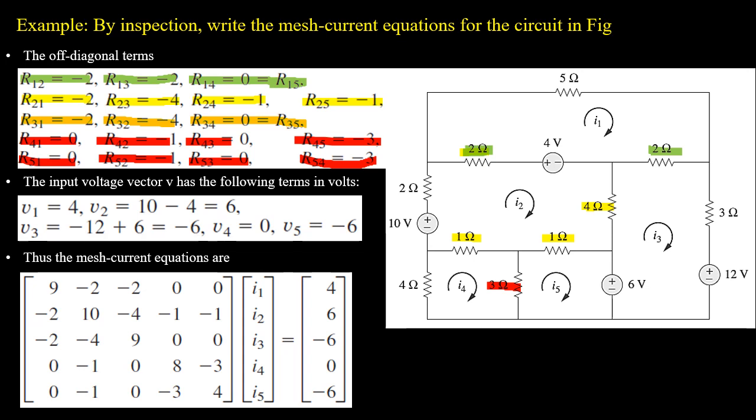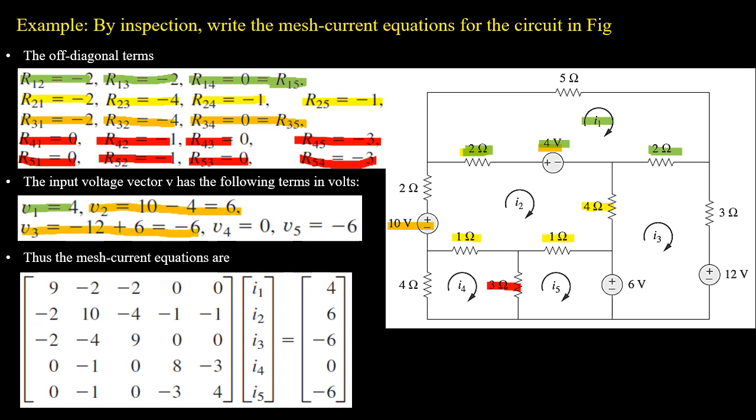Now we will calculate the input voltage vector. Loop 1 has a voltage source of 4 volts, so V1 will be equal to 4. Now loop 2 has two voltage sources of value 10 volt and 4 volt. We will apply KVL in the clockwise direction and voltage rise will be taken as positive, so V2 will be equal to 10 minus 4, equal to 6.